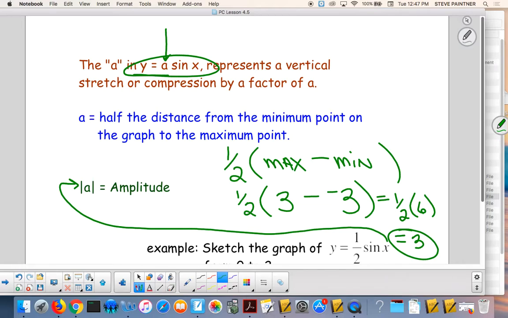And if you ever get a negative, amplitude is always what? It's always the absolute value of A, so it's always positive. So don't go, well, wait, my wave went down 3. No, it's not negative 3. It's always positive. You always say positive. Okay?